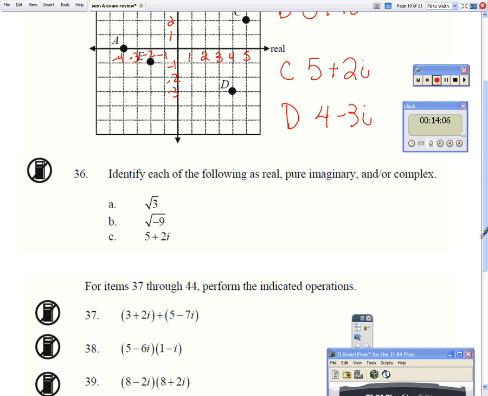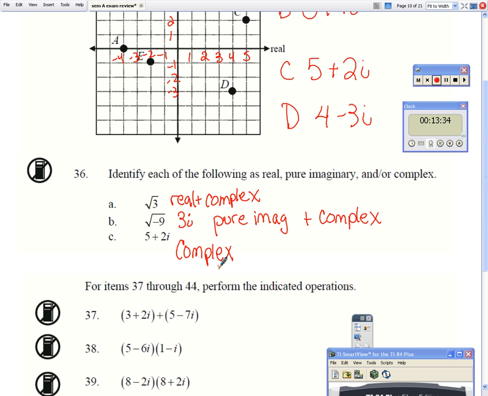Okay, so what types of numbers are these three? Root 3 is a real number and complex. The square root of -9, that's 3i. So that's a pure imaginary, and it's complex as well. And then 5 plus 2i, that's just complex because it is involving the real and the imaginary together.